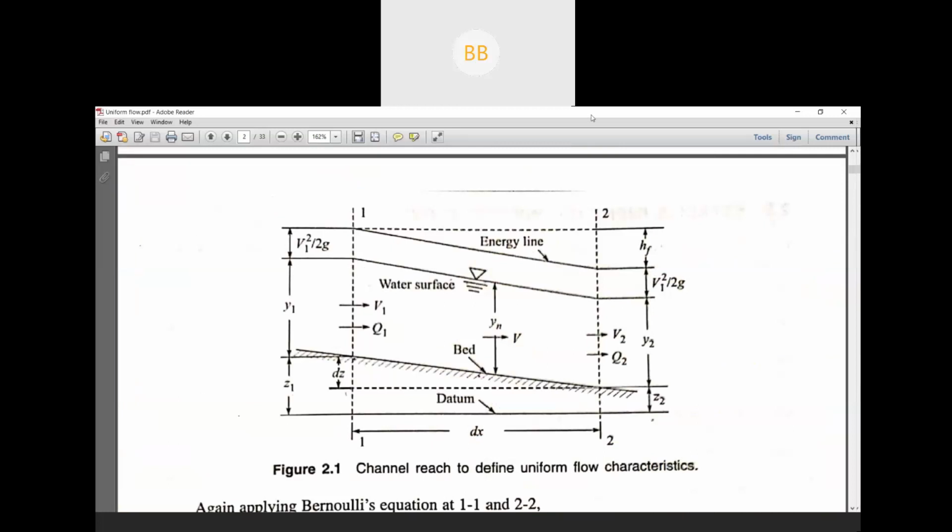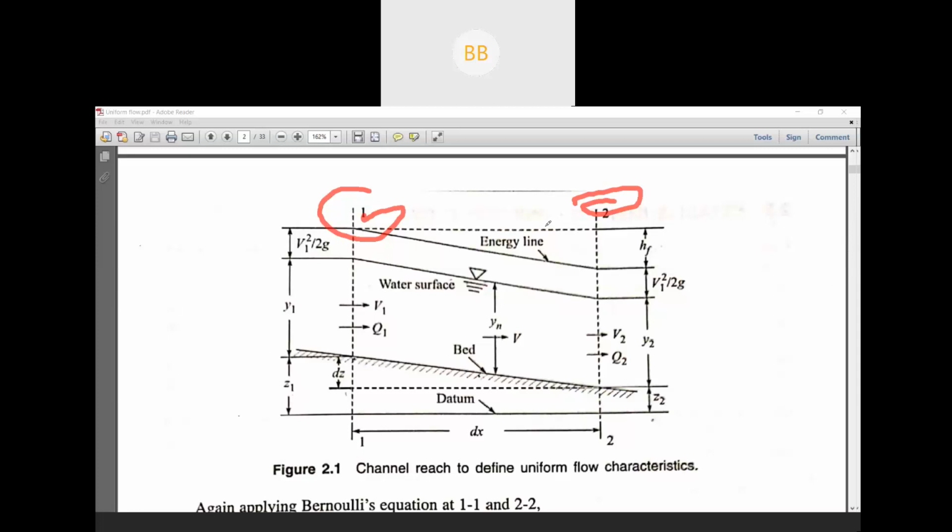So here you can see in this diagram, or in this figure, we have considered two sections, 1 and 2. Here we have measured y1 at section 1, v1 and q1. Then we travel some distance and consider another section 2, and we measure y2, v2 and q2. If all the three parameters are the same in both sections, then you can say this flow is uniform flow.